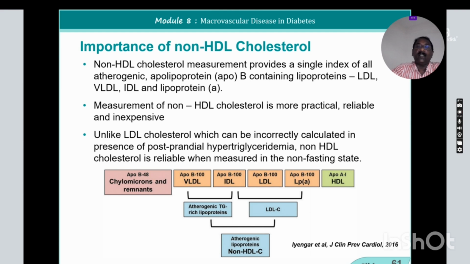Because it is equivalent to your apolipoprotein B. See, the lipoprotein which is more atherosclerotic in the body is apolipoprotein B. But apolipoprotein B is very costly. To test apolipoprotein B, you have to send the blood to higher centers. The cost is about 3,000 to 5,000 rupees. So indirectly you are calculating non-HDL cholesterol, which is equivalent to apolipoprotein B.